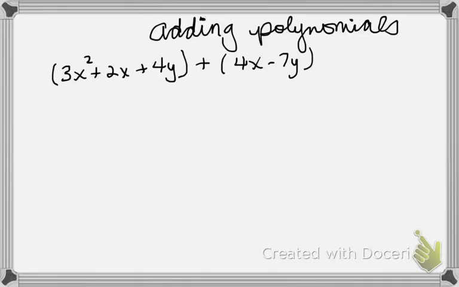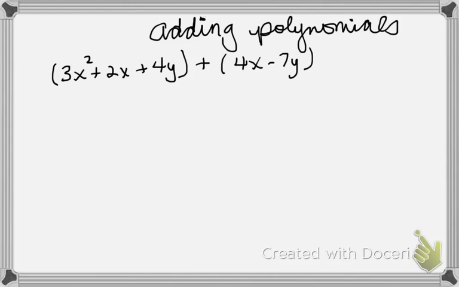Alright, in this video we're going to talk about adding polynomials. If you notice, I have two different polynomials here. I have a trinomial, which is right here, and then I have a binomial, which is right here. And so what we're going to do here is combine like terms. Combine like terms means you want to add or subtract the terms that are exactly alike.